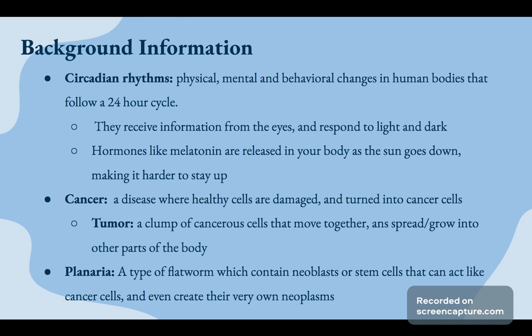And finally, the subject I used this year was called a planaria. It is a type of flatworm that has stem cells called neoblasts that are perfect for this project because they can actually form their very own neoplasms when triggered to, which are the planarian equivalent of a tumor.